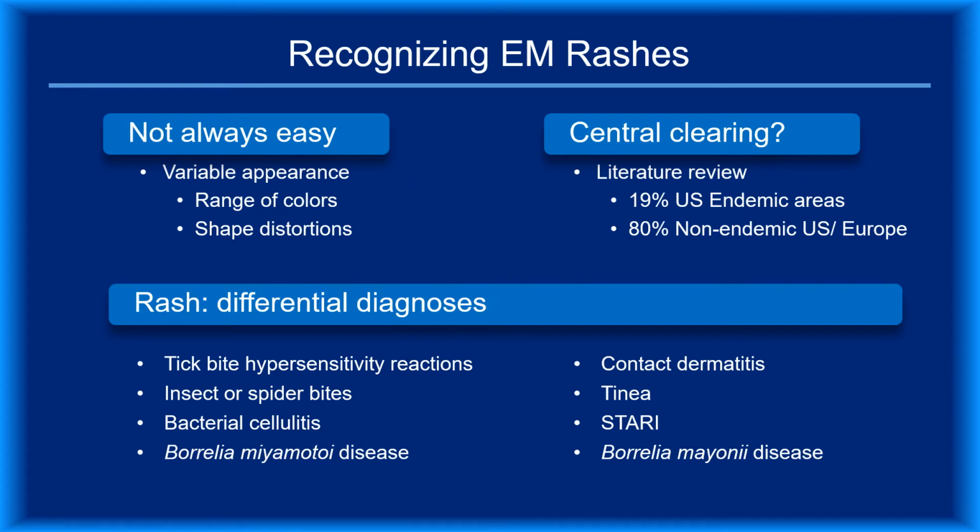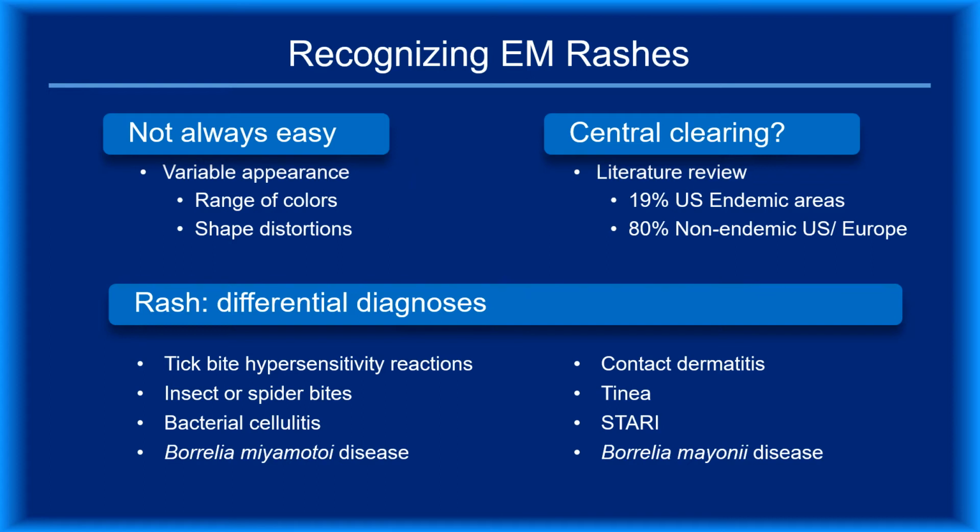A literature review by Tibbles and Edlow focused on the presence or absence of central clearing. They found that central clearing was uncommon in cases from endemic areas of the U.S., but was typically present in cases originating in Europe and non-endemic areas of the U.S. The authors didn't speculate about the underlying cause of this finding, but perhaps the variation could be related to differences between the infecting Borrelia species and strains. Or could it be that physicians working in endemic areas of the U.S. recognize a wider spectrum of EM rashes than their colleagues in other locales?